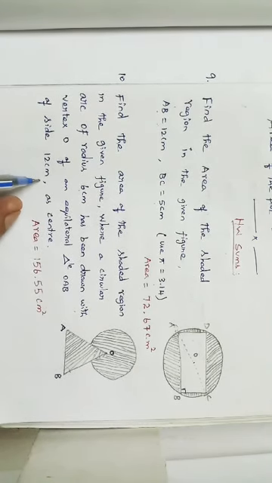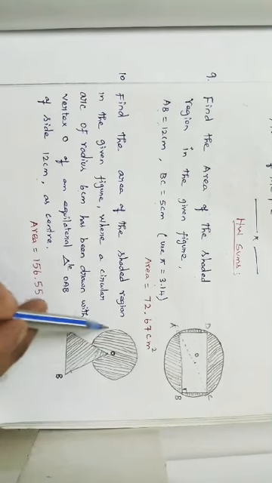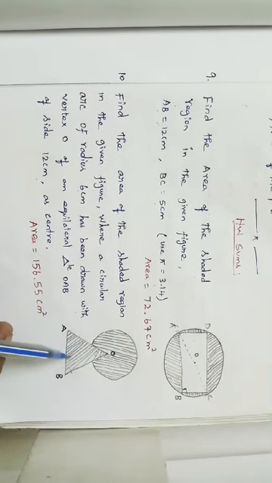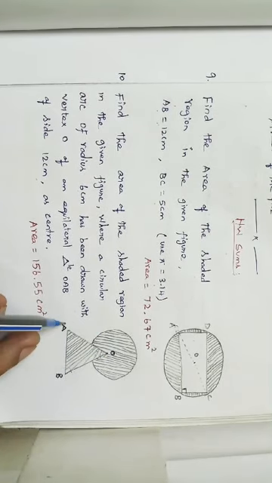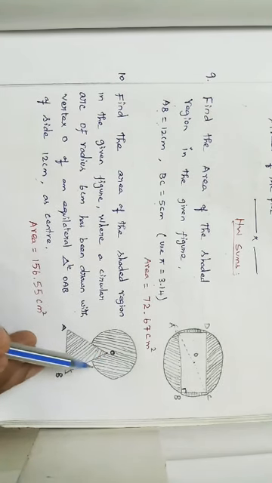The side is 12 centimeter. So how do we find the area of the shaded region? Area of the triangle plus, because it has been fully shaded, area of the major sector. So area of an equilateral triangle plus area of a major sector.